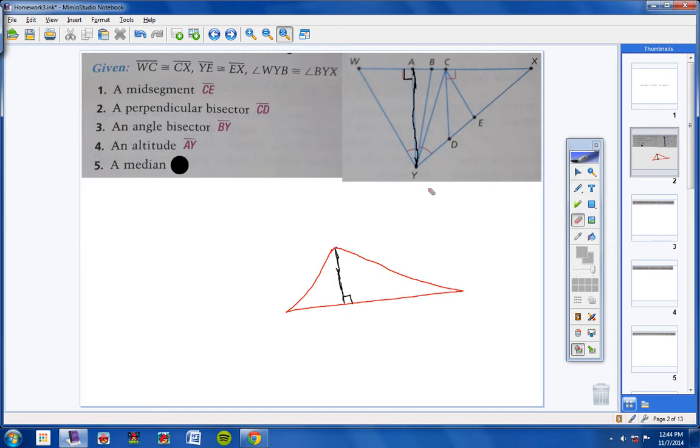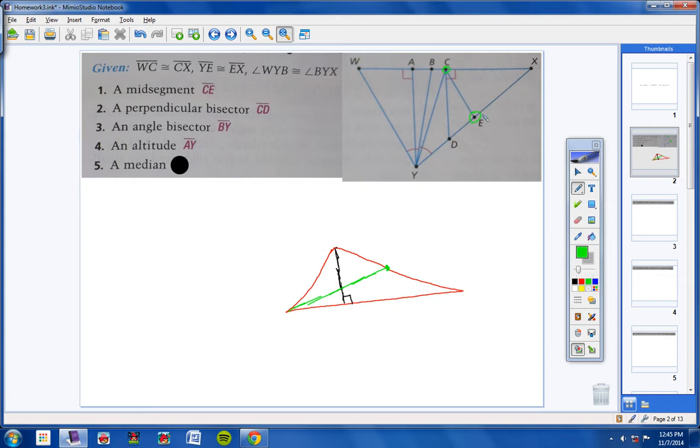Okay? All right, moving on to number 5, a median. Now remember, a median, students, I'll do it in green here for you. It comes from the vertex and it hits the other side at the midpoint. It's not necessarily perpendicular. It can be, but it doesn't have to be. Okay, so here's the median right here. It comes from the vertex and it hits the midpoint. So remember, here are my midpoints. Now I'm looking for a side that comes off of those midpoints and goes to a vertex.